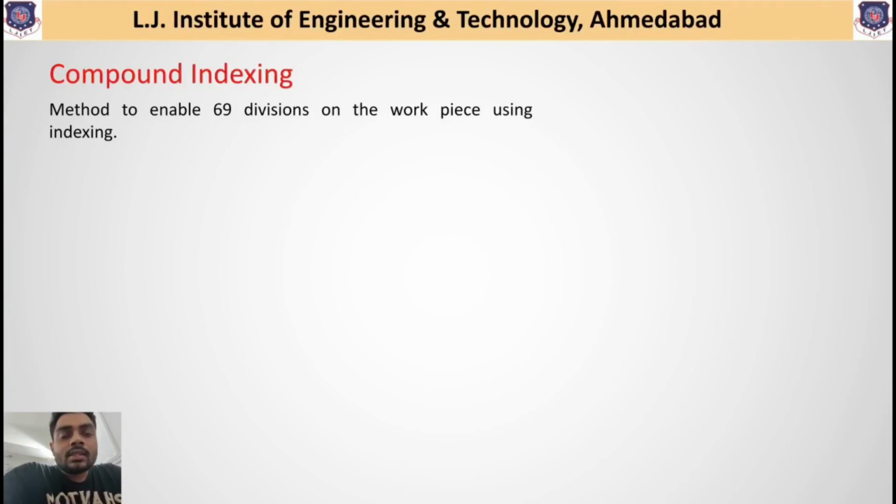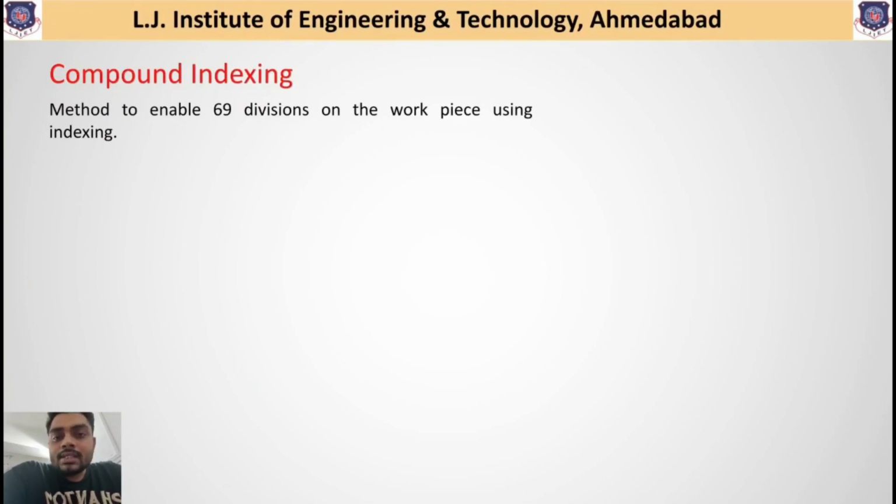Suppose the question is: explain the method to enable 69 divisions on the workpiece using indexing. If the question is like that, first of all you need to make sure which indexing method you will use. First, let us understand if the direct indexing method can be used. As we have discussed its limitation, it is used only up to 24 holes. So the direct indexing method cannot be used.